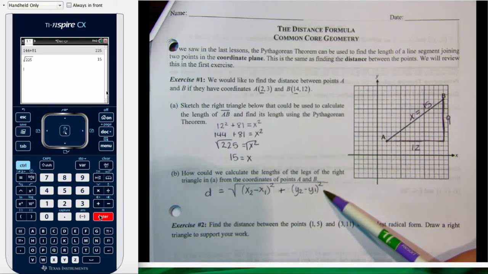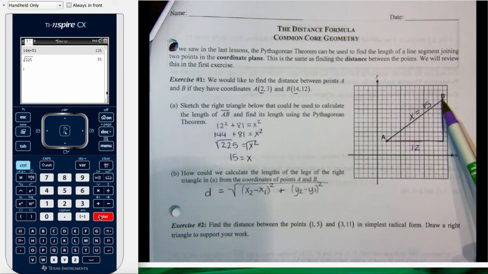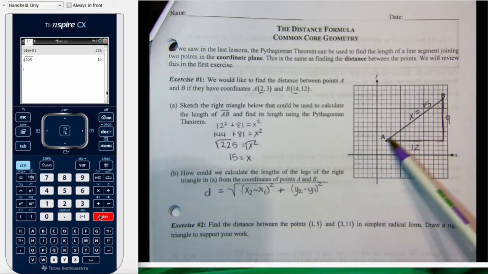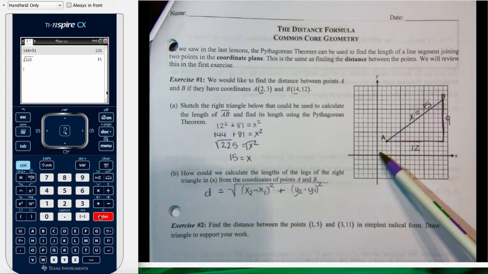The distance formula is just a formula that you could memorize like anything else. But again, you could always draw the segment, turn it into a right triangle, and solve. The distance formula is just solved so that you can find the length of that segment, which is the hypotenuse of the right triangle.